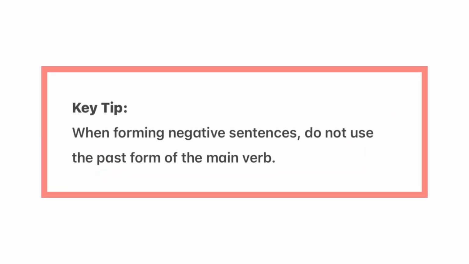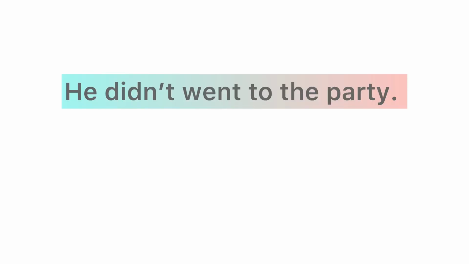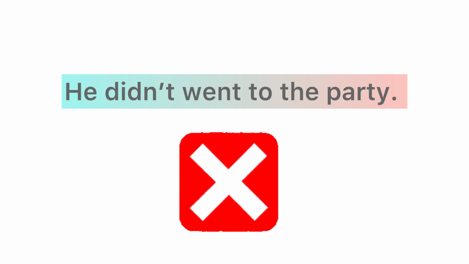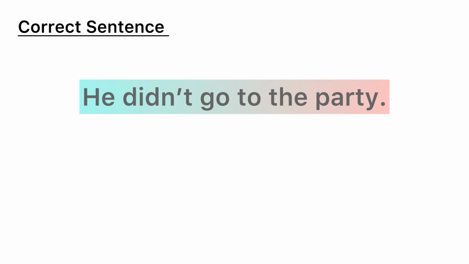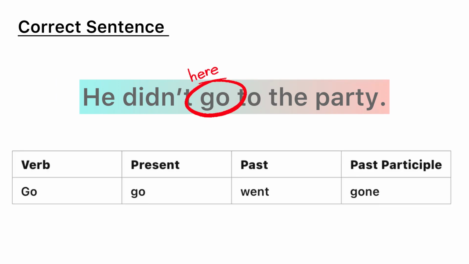Key tip. When forming negative sentences, do not use the past form of the main verb. For example, if you say, he didn't went to the party, then this sentence is incorrect. The correct sentence is, he didn't go to the party. Did you notice we used the first form of the verb in the correct sentence, which is go?